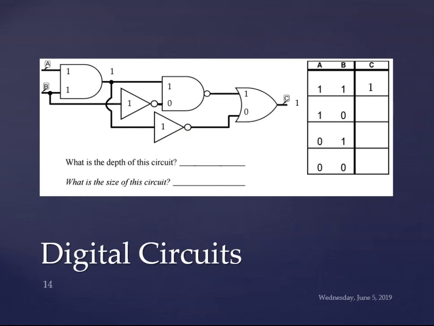Now, the depth of the circuit is 3. That's the maximum number of gates an initial signal will travel through. So there's 3, all right? You can go this way. Okay, you can go this way. It's always going to be 3. And then the size, you just count them up. 1, 2, 3, 4, 5. Okay, that's the size of the circuit. All right, so that's a homework problem that you'll have to do, okay?